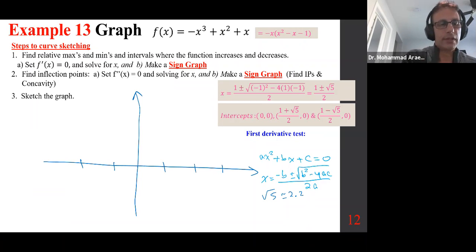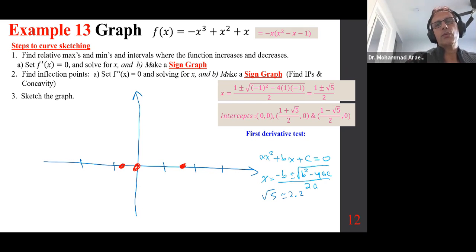So if we were to graph this, the first one is (0, 0). Then 1 plus square root of 5, that means 1 plus 2.2, roughly 3.2 divided by 2 is about 1.6. And the next one, 1 minus square root of 5, that means 1 minus 2.2, that means negative 1.2 divided by 2 is negative 0.6. None of this is to scale.